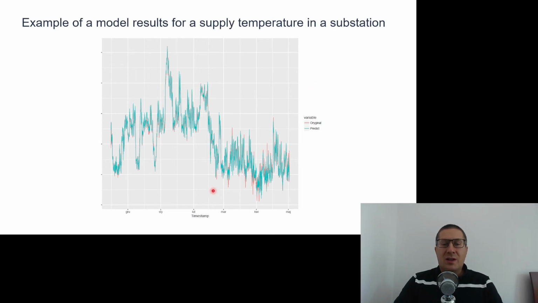So as you can see, the predicted value here is, let's say, green or blue, depending on how you define this color, and the original value is red. So you see the models are quite accurate. If the heat demand changes, or we change the supply temperature of the water, we know how it will affect the supply temperature in the substation. This is one of the relations that we have to cover in our optimization task. And the machine learning approach is very, very handy in this case.